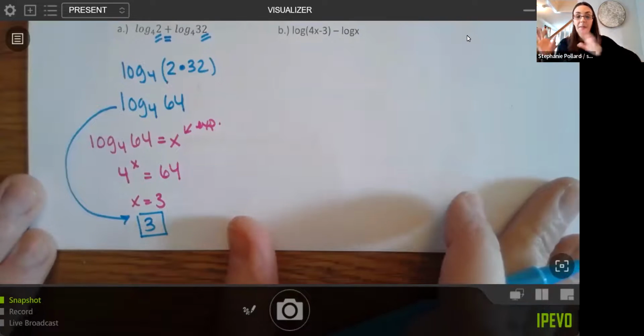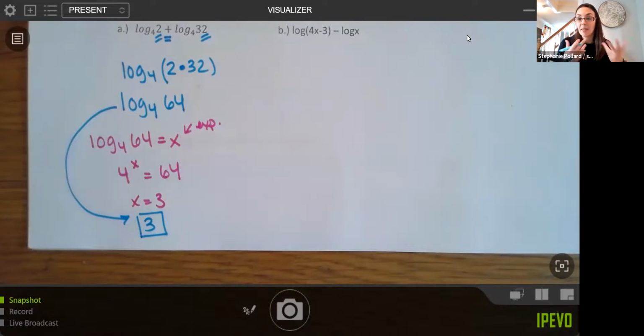So in this case, being able to put those logs back together actually let me simplify a lot more easily. Whereas in other examples, kind of taking them apart let me simplify part of that log.